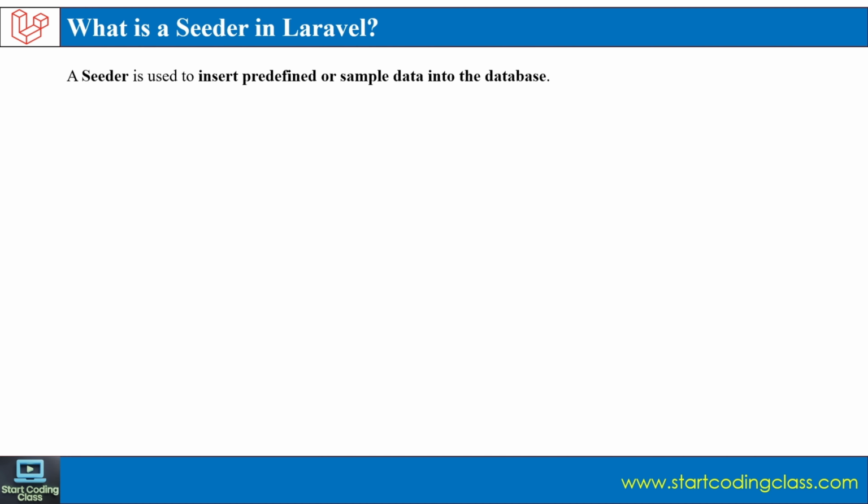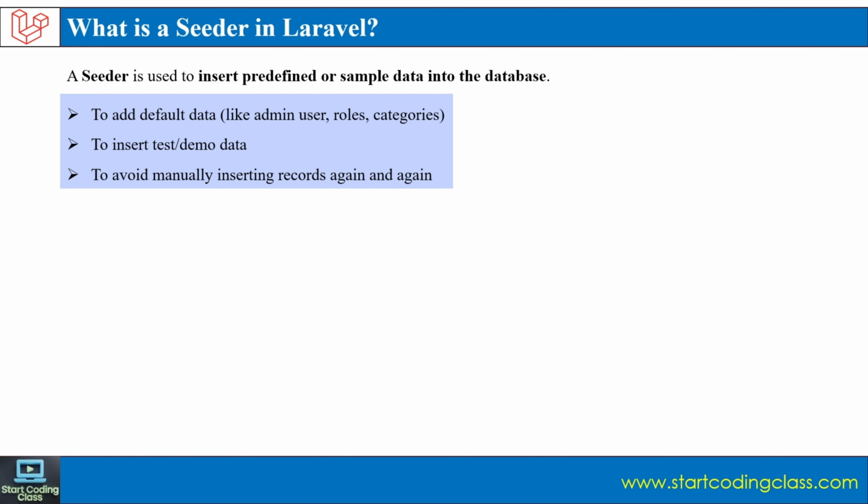Seeder is used to insert predefined or sample data into the database. So if you want to insert some random data into your database, you can use seeder. To add default data like admin, user, role, category, or insert demo data and avoid manually inserting records again and again. If you are not using Laravel seeder, you will go to the admin panel and then one by one you will insert the record. So this is not the correct way.